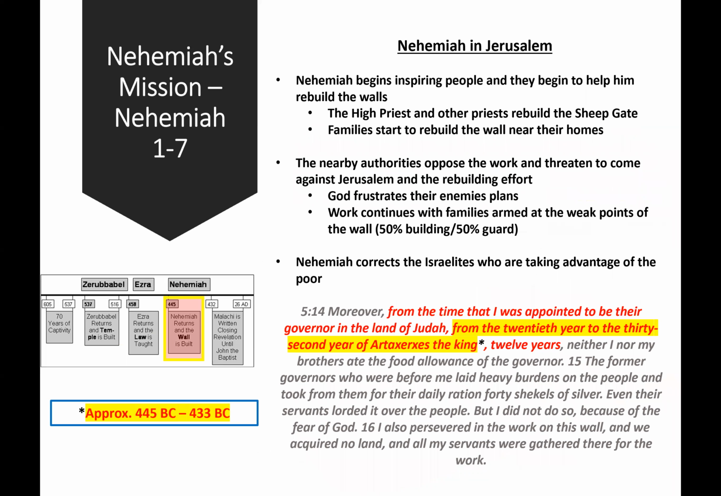And so Nehemiah begins inspiring the people, and they begin to help him rebuild the walls. The high priest and the other priests go and rebuild the sheep gate. And from there, families start to rebuild the wall near their homes. And so everyone is pitching in. There's not a group of people that's building the entire wall, but in fact, lots of different groups of people that are building small portions of the wall. And so they're all working together to make this happen.